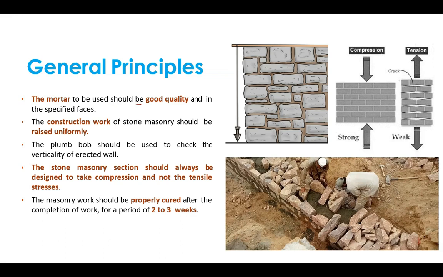The mortar to be used should be of good quality in specified proportions. The construction work of stone masonry should be raised uniformly, which means the wall should be raised uniformly at all points along its length. Certain points should not be raised higher than other parts. The plumb bob can be used to check the verticality of an erected wall. Plumb bob is in fact an instrument to check the verticality.